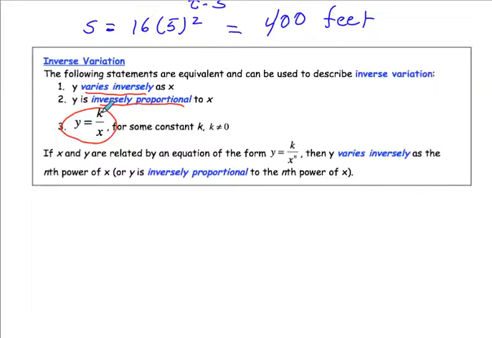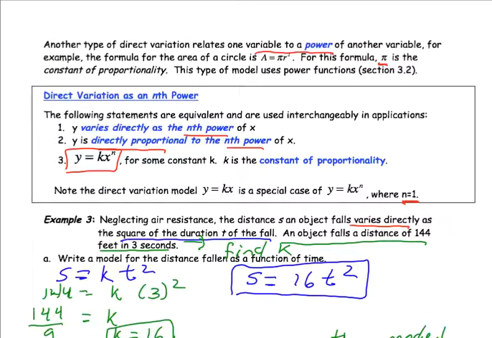Okay, and if x and y are related by an equation of the form y equals k over x to the n, then y varies inversely as the nth power of x, or is inversely proportional to the nth power of x. So we're combining the two ideas we have with direct variation for inverse variation at one time. Okay, let's flip to the next page of the notes.